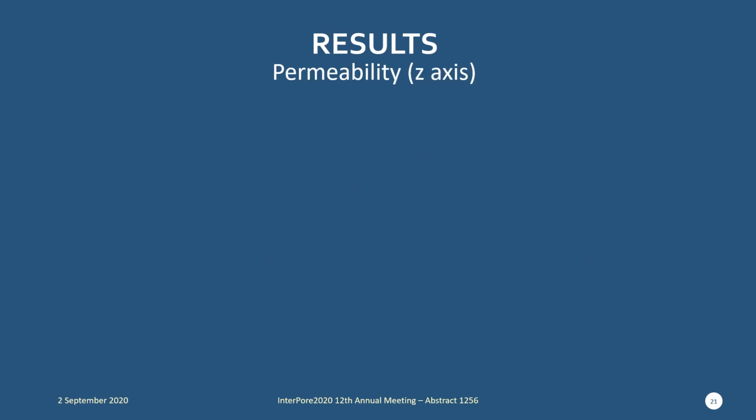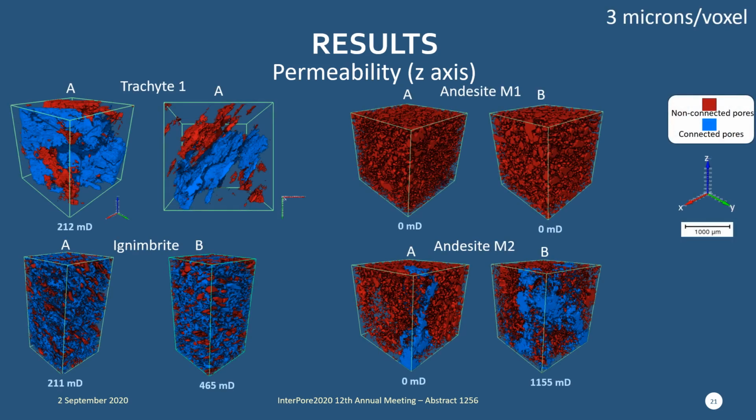For the permeability, let me show you the pore structure, because the pore structure affects a lot the permeability, especially the connected pore space. So here we see 4 of the samples, and this blue color corresponds to the connected pores, and the red ones are the non-connected pores.